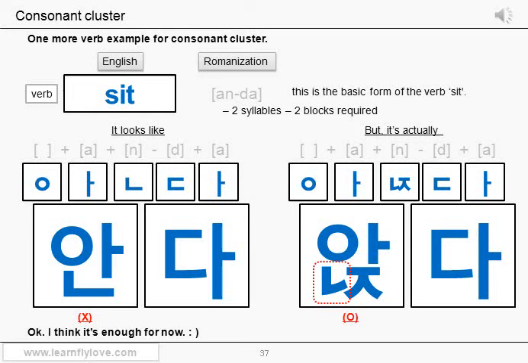When you spell chicken in Korean, you pronounce the second consonant of the consonant cluster, but this time you pronounce the first consonant of the consonant cluster. I guess when the word is a verb, you pronounce the first consonant only. Just remember that you never pronounce both of the consonants in a consonant cluster. That's it.